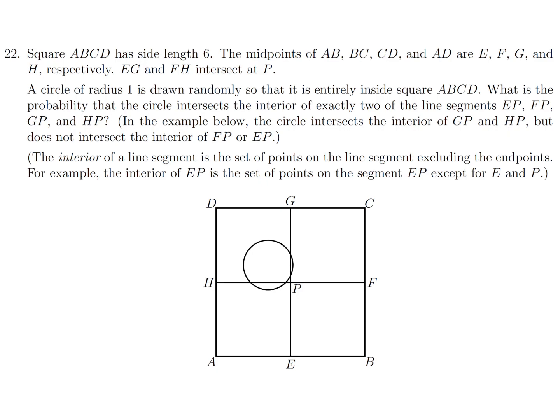Square ABCD has side length 6. The midpoints of AB, BC, CD, and AD are E, F, G, and H respectively. EG and FH intersect at P. A circle of radius 1 is drawn randomly so that it is entirely inside ABCD. What is the probability that the circle intersects the interior of exactly 2 of the line segments EP, FP, GP, and HP?